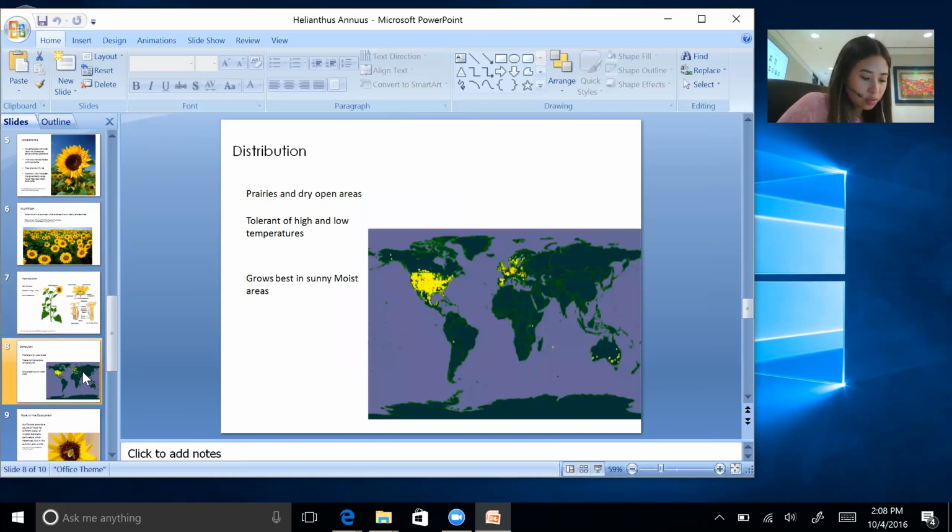And then the distribution of the sunflowers. They like prairies and dry open areas. They are very tolerant of high and low temperatures, just like Texas, very hot. Grows best in sunny, moist areas.